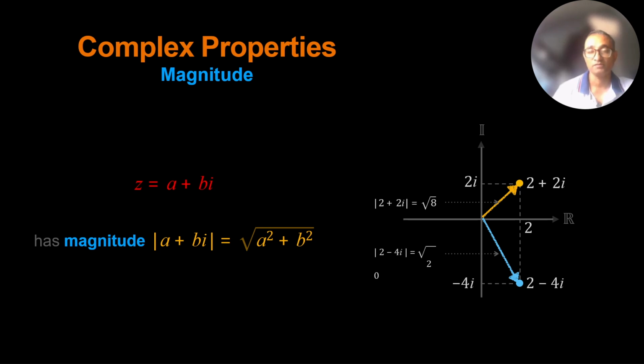In this slide, there are a few examples shown of how to represent the magnitude and how it is calculated. For example, you see the magnitude calculation for 2 plus 2i, and also for another reference complex number, 2 minus 4i.